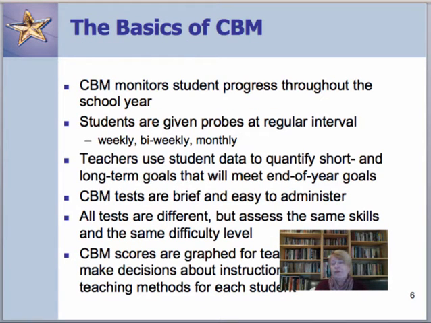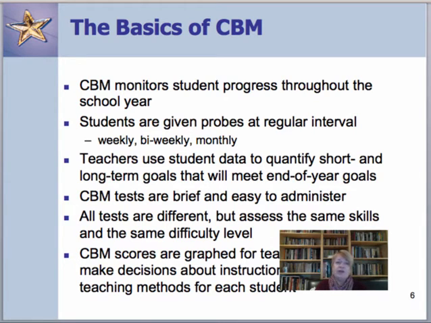And so what does CBM look like? Well, some of the basics of curriculum-based measurement are that we use it to monitor student progress throughout the year. And I want to add the word frequently in there because we can implement curriculum-based measures as often as once or even twice a week, certainly bi-weekly and monthly, using the probes that you would develop that allow you to do that. So at regular intervals, you can measure student progress.